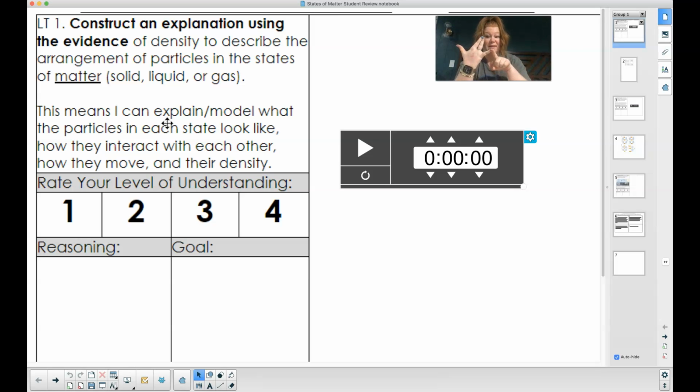What do they look like? How do they interact with each other? How do they move? What's their density? So 4 parts to this question. So go ahead and answer this question here, and then when you are ready to see the explanations, come on back. So pause and do your work.